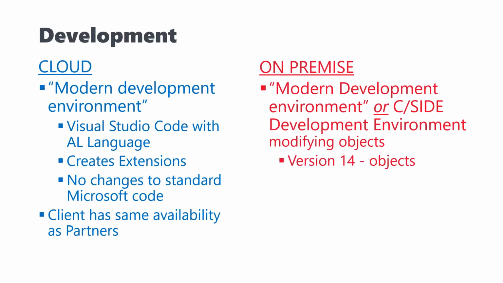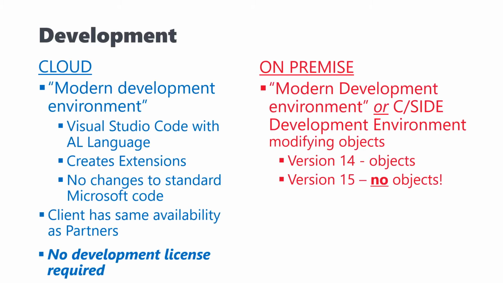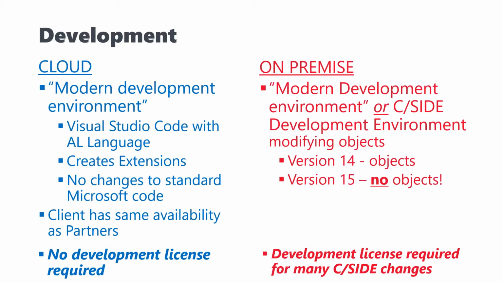However, that C/SIDE development environment, the last version that is available is version 14. Once you get to version 15, there are no objects, and all customizations or add-ons must exist as extensions. So again, on the cloud with the modern development environment, no development license is required in order to develop extensions. And on the on-premise side, if you are on version 14 and you're still doing objects, you still need the development license required for many of the C/SIDE code changes.